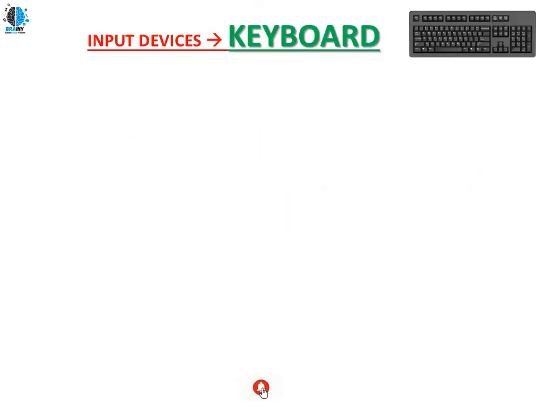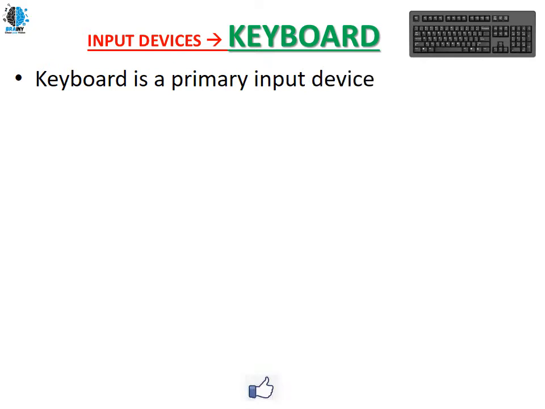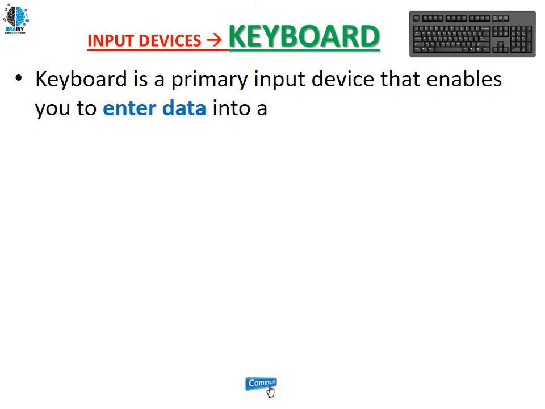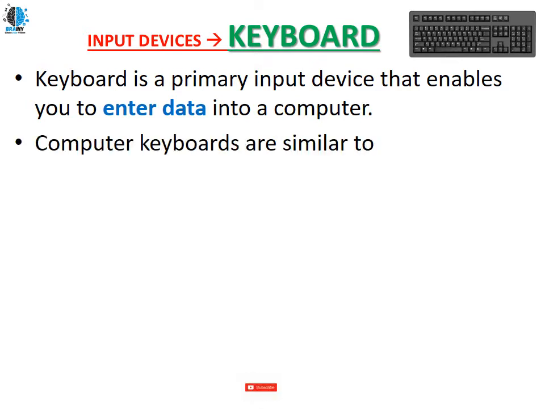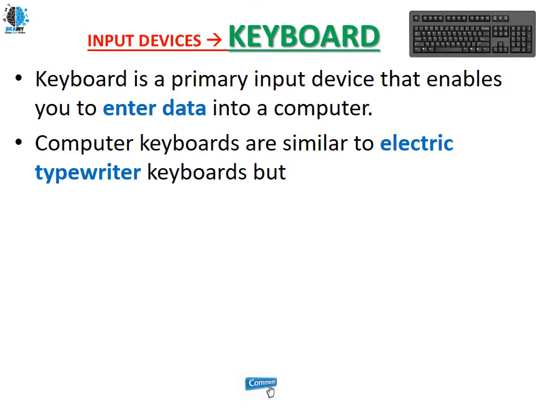Keyboard is one of the primary input devices of a computer system. So let's see what a keyboard is. Keyboard is a primary input device that enables you to enter data into the computer system. Enter data means you can type the data into the computer system with the help of a keyboard. Computer keyboards are similar to electronic typewriter keyboards but contain additional keys.